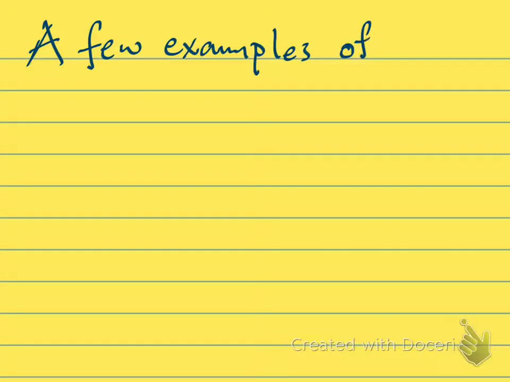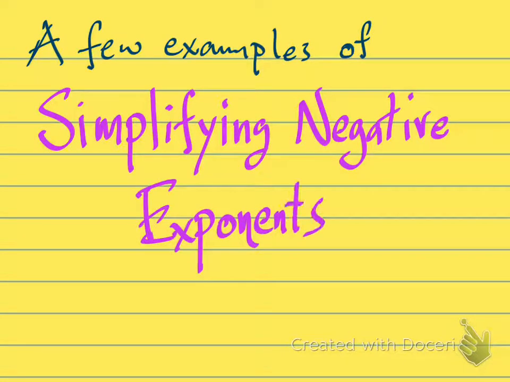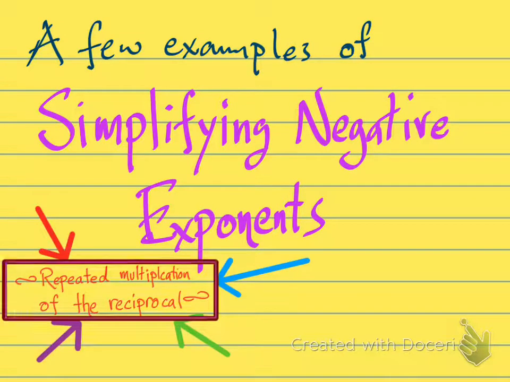Hello once again. Thanks for watching this video, which hopefully you've had a chance to watch the first video that I put together, which was called something like Making Sense of Negative Exponents. My main point in that video, everybody, was that when you see a negative exponent on a number, what it means is repeated multiplication of the reciprocal of that number. All right? Repeated multiplication of the reciprocal is kind of the main point that I would like to convey to you about negative exponents. That's what they really mean.